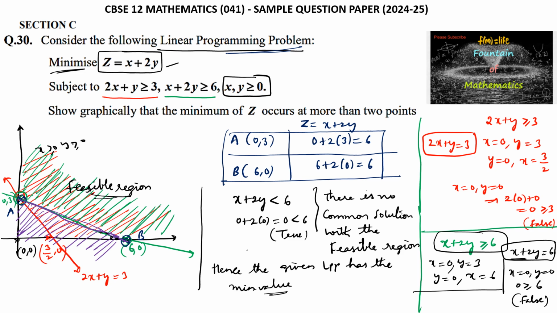Since it gives two values the same, 6 and 6, we can also observe that any point on the line joining these 2 points A and B, that is the equation x plus 2y is equal to 6, also satisfies. Let us consider the point 2 comma 2, at x is equal to 2 and y is equal to 2, and any other point between these two points also satisfies. Hence we can say there are more than 2 points which give the minimum value. So graphically we can prove it. The minimum of z occurs at more than 2 points.